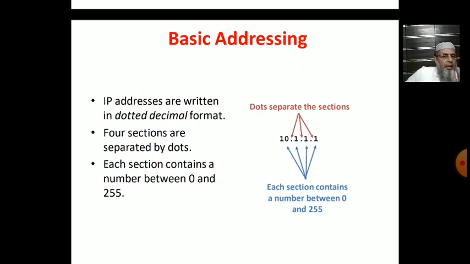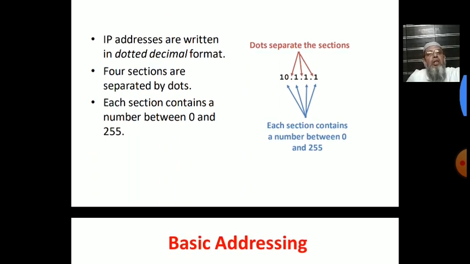Here one value is written, 10.1.1.1, as shown on the screen. There is a separation of one decimal value from another. One decimal value represents one octet, that is, 8 bits. One octet will keep a maximum value of 255 and a minimum value of 0. So it will keep values from 0 to 255.